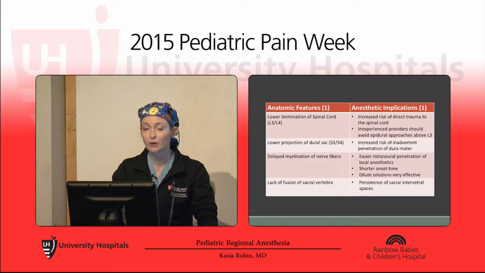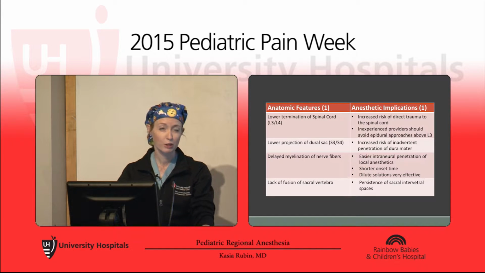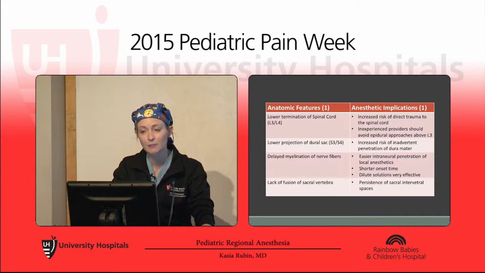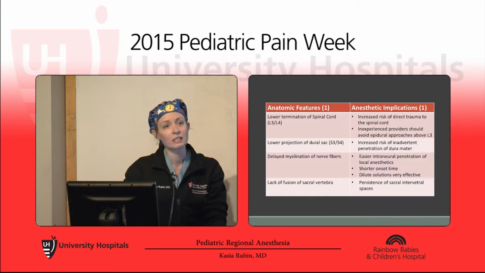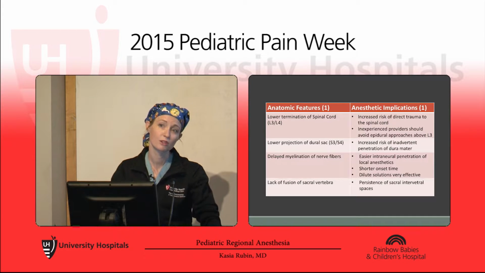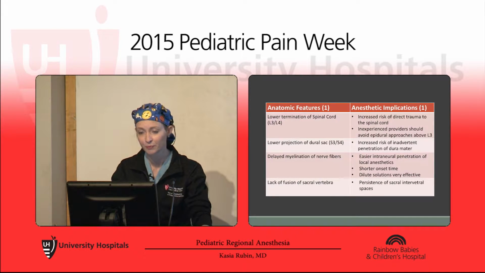Anytime you do an epidural or even a caudal, there's an increased risk of inadvertent penetration of the dura mater, and then there's an increased risk of direct trauma to the spinal cord. It's been said that inexperienced providers, anybody who really doesn't have much experience in children, should probably stay away from any high lumbar or thoracic epidurals.